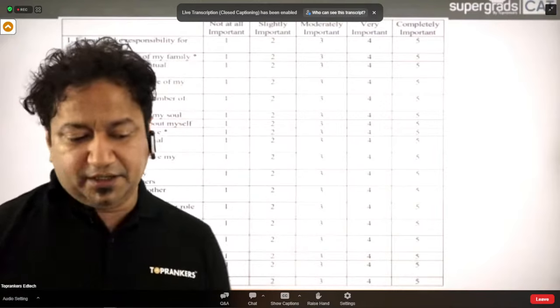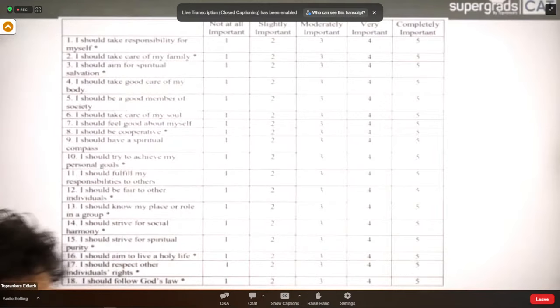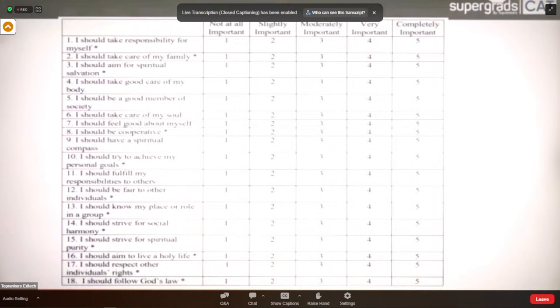Tell me your answer. Be quick. Satyam says five. Shubham says four. Adarsh says four. Sovik says five. Vishal says five. Wow.